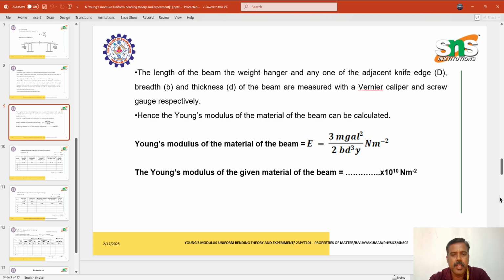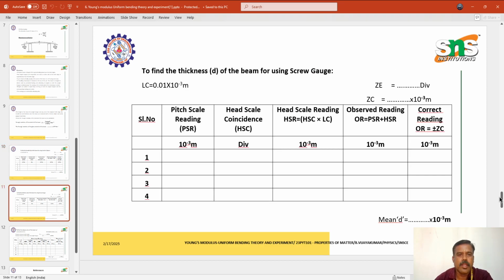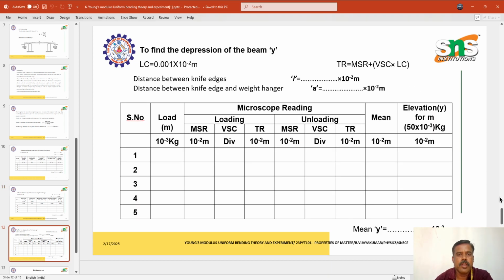Young's modulus of the material of the beam E equals 3mgaL squared divided by 2bd cubed Newton per meter squared. So finally, by the experimental method we have calculated the Young's modulus of the material of the beam. Using the tabulation, we find the observed readings: first, the breadth is found using a vernier; second, the thickness is found using a screw gauge; and third, the bending, that is the depression.